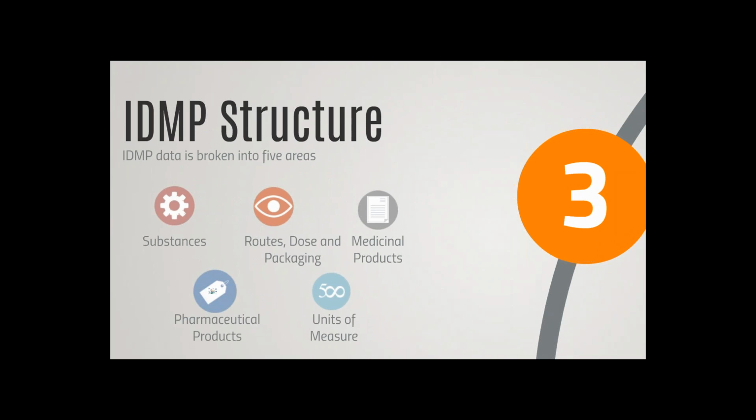IDMP data is broken out into 5 different areas. We have substances, we have route, dose, and packaging, we have medicinal products, we have pharmaceutical products, and we have units of measure.